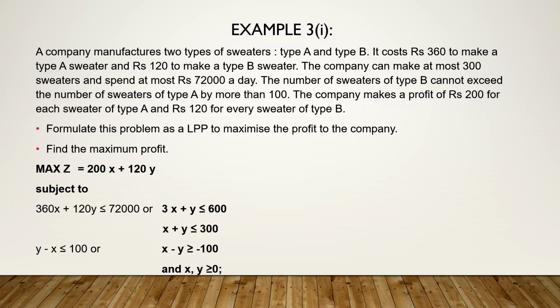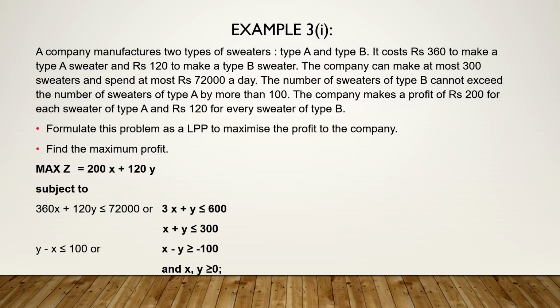Now the third example, and I have written the first case. Let us see why. A company manufactures two types of sweaters, type A, type B. It costs rupees 360 to make a type A sweater, 120 for type B sweater. It can make at most 300 sweaters in a day and spend at most rupees 72,000. The number of sweaters of type B cannot exceed number of sweaters of type A by more than 100. Company makes a profit of rupees 200 for one sweater of type A and rupees 120 for each sweater of type B. First thing is formulate to maximize the profit and find that maximum profit.